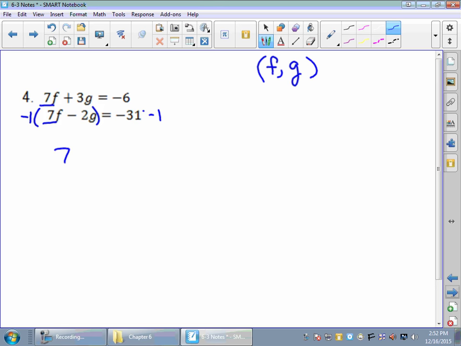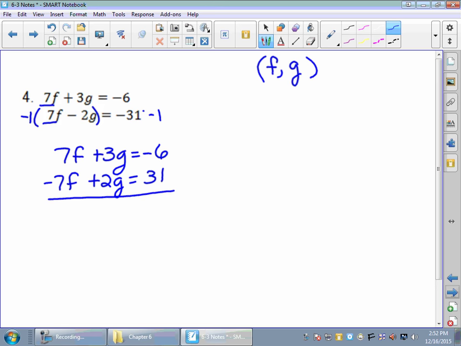So I'm going to get 7f plus 3g equals -6. That's the first equation. The second equation becomes -7f plus 2g equals +31 now. Don't forget to apply the -1 to the other side as well. We're multiplying both sides by -1. And then we add these two together. The f's cancel. I get 5g is equal to 25. Divide by 5, divide by 5. g is equal to 5.